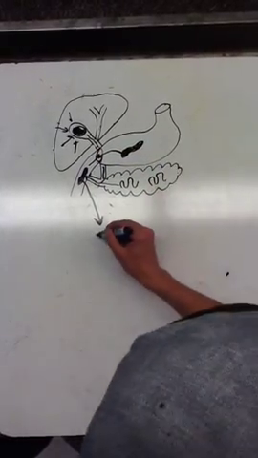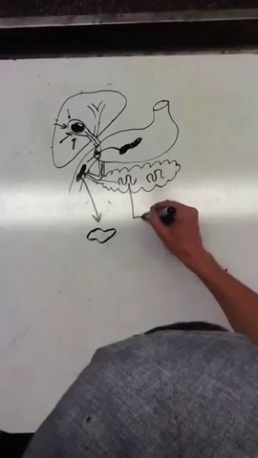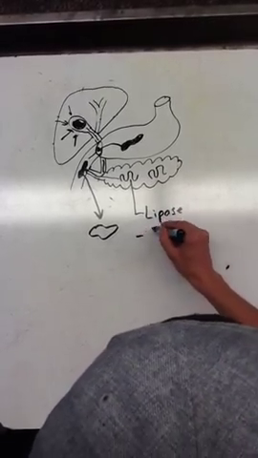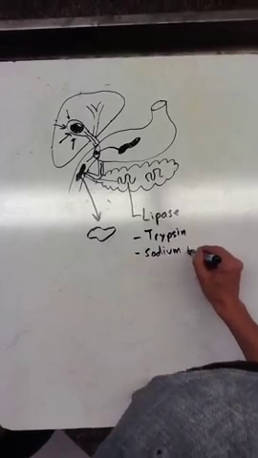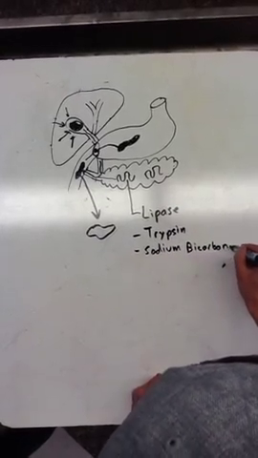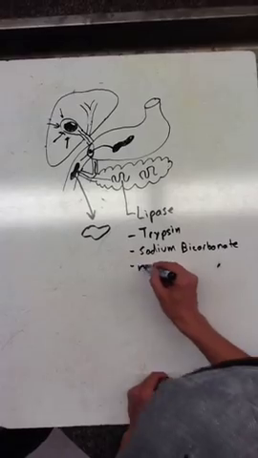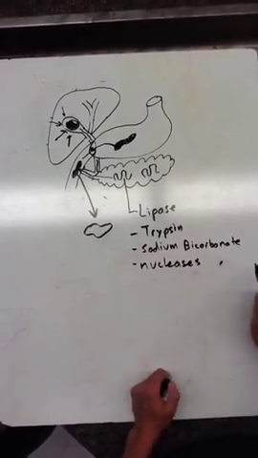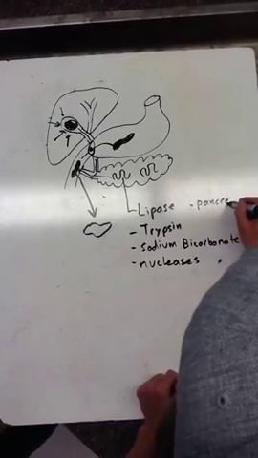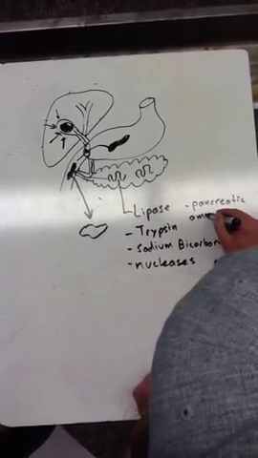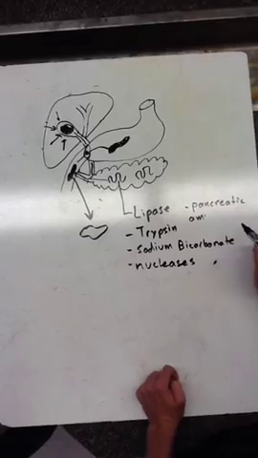There are 6 things inside of pancreatic juice. Firstly, lipase, which is an enzyme for lipids; trypsin, an enzyme for peptides; sodium bicarbonate, which helps to neutralize the acidity of the chyme; nucleases, which are enzymes used to digest nucleic acids; pancreatic amylase, which is basically the same as salivary amylase; and finally, water.